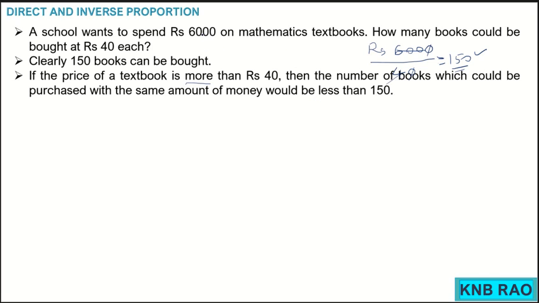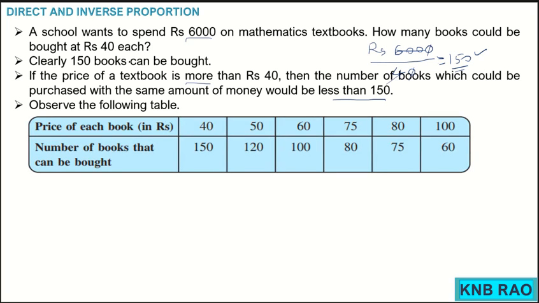Here, with the available fund kept constant, we will buy fewer than 150 books. If the cost of each book is more than 40, then I will buy fewer than 150 books. Observe the following table.